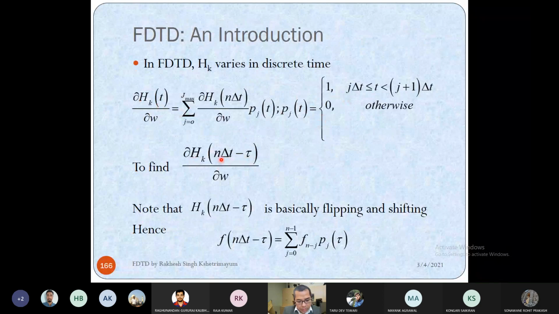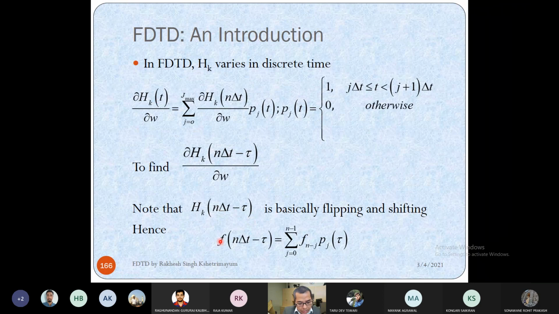So in that case, what are we doing? We are basically flipping and shifting. So tau has become minus tau, then you are adding some shifting term here, n delta t. If you have done courses in DSP, this is very common. Flipping means sign change, then shifting means you are adding something here. So this function has been flipped and it has been added some term here. That is called shifting. So what we want to find is basically sk (n delta t minus tau). You can get it from here after doing flipping and shifting.